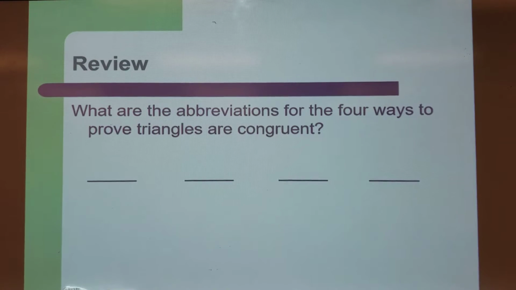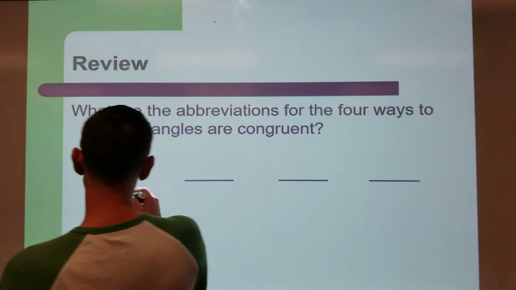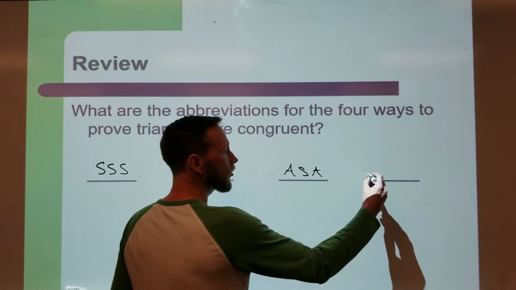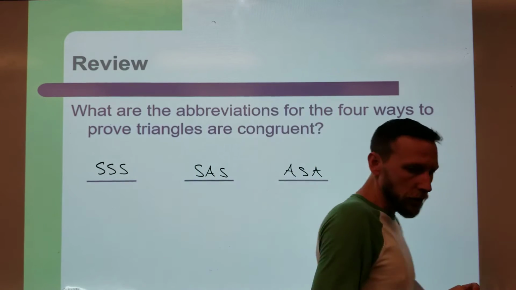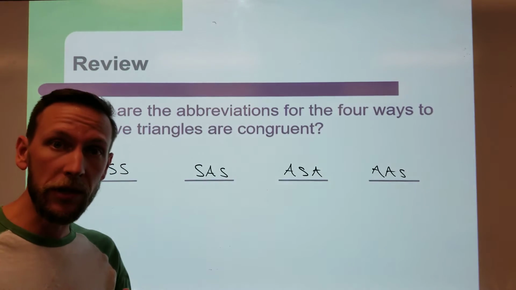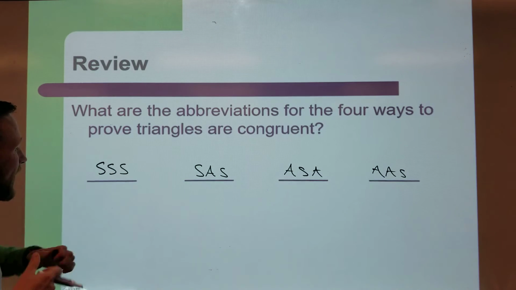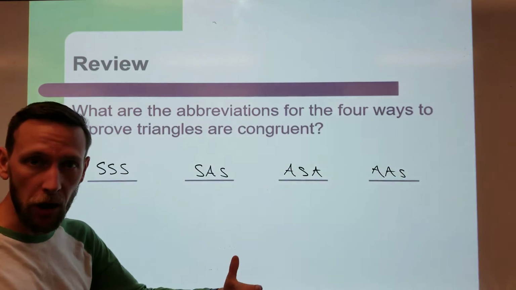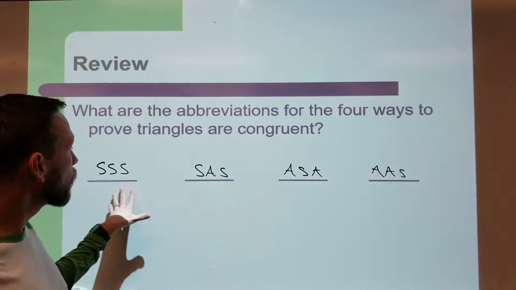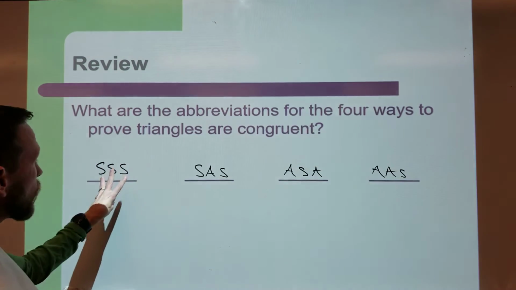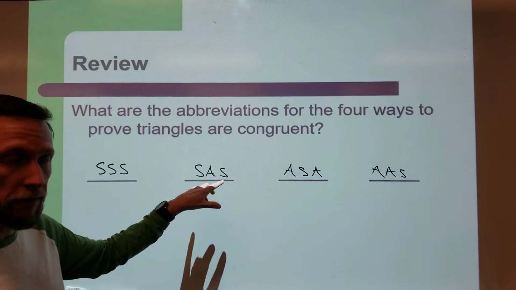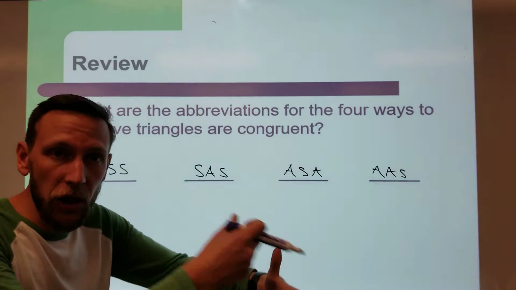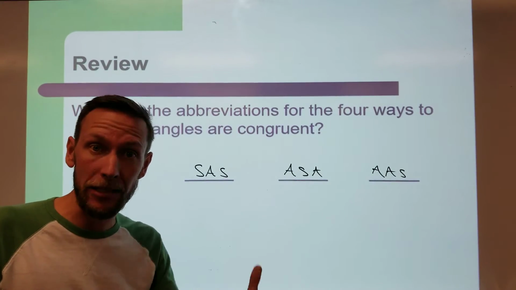So again, we have our 4 shortcuts that we are going to continue to use. We've got side, side, side, as I mentioned moments ago, side, angle, side, angle, side, angle, and then angle, angle, side. And the reason why we start our conversation with these shortcuts is because these represent 3 of the 6 pairs of corresponding parts that are used to prove the triangles congruent, which means that if we use 3 pairs of sides or 2 sides and an included pair of angles, then what we end up with are the remaining 3 pairs of corresponding parts that are indeed congruent to each other.